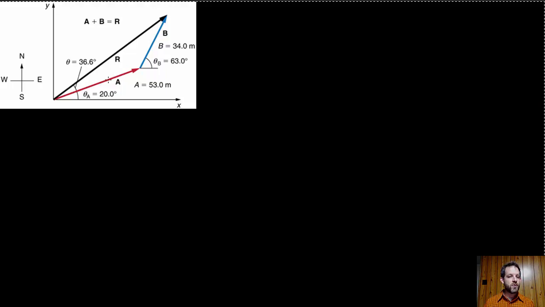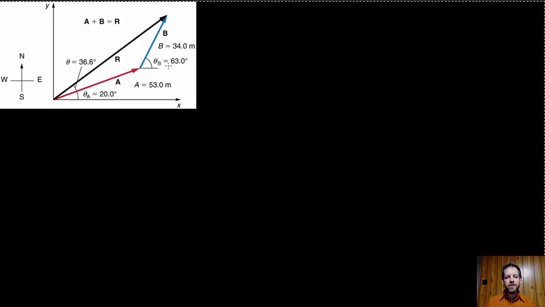We have this vector A, this red one, and then we have this vector B, this blue one, and we want to add them with analytical methods. In other words, we want to add them using math. In our last couple of examples, we were adding vectors using more just graphical methods, right? So, without further ado, here we go.